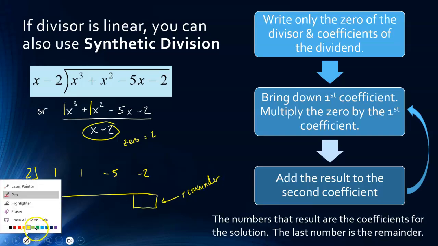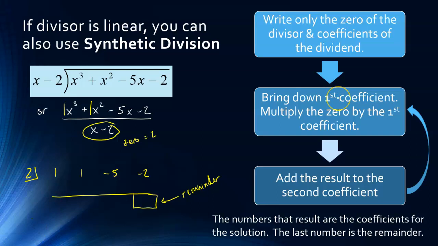All right, so what's the process? We're going to bring down the first coefficient. So I'm on step 2 here. We're going to bring down the first coefficient, which is just 1. And then we're going to multiply the 0 by the first coefficient. So we're going to multiply those together. 2 times 1 is 2. Add those together, I get 3. And now we're going to repeat that process with the next one. So I'm going to take 2 times 3 is 6. Add those two together, negative 5 plus 6 is 1.